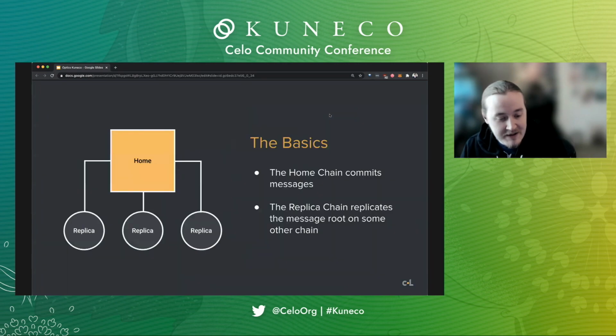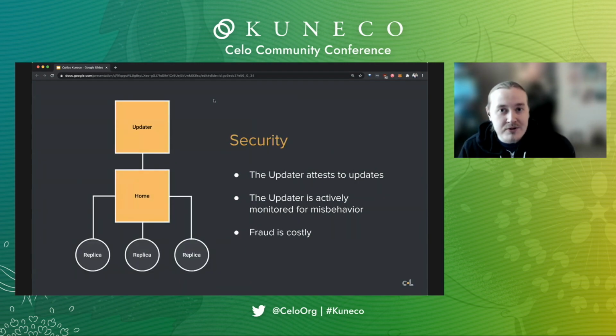Generally, the way this works is that there is a home chain for the communication channel that's committing messages, and a bunch of replicas that replicate the commitment. So if the home commits to a series of 20 messages, the replica should be able to get the commitment and unpack each of those 20 messages. So we're reproducing a data structure from one chain to another. And the way we're doing that is using a notary system. So we create this updater, which is an off-chain actor that attests to the message commitment.